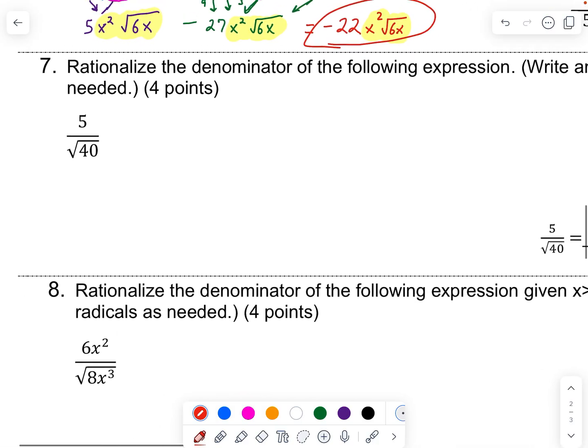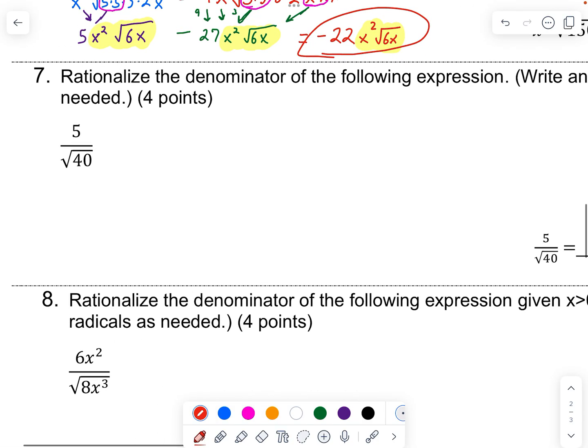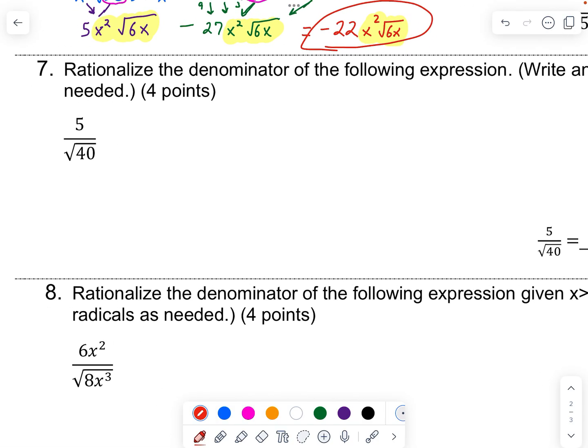Question number 7. I'm going to rationalize a denominator here. We all know we can't have a square root, any sort of radical in the denominator. That would be just terrible if we had a square root, cube root, something like that in a denominator. We've got to get rid of that thing. So I could simplify that square root first and see what I actually need to take out, or I could do it at the end, simplifying. So we're just going to do it this way.